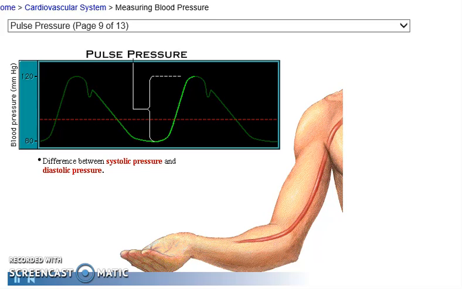Pulse pressure represents the difference between the systolic pressure and the diastolic pressure. Pulse pressure equals systolic pressure minus diastolic pressure. Pulse pressure is the throb that you feel when you take your pulse.